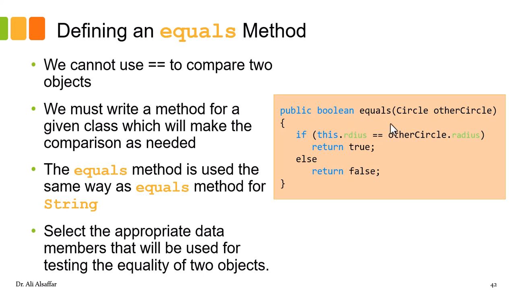This is an example also for circle. And if you want to write equals method for circle, you write public boolean, and the name will be equals, and see, we are using the name of the class for the other object that's coming from outside, which is called other circle. So inside, it will check for the two radiuses. If the current radius is equal to the radius of the other object coming from outside, then it will return true. Otherwise, it will return false.